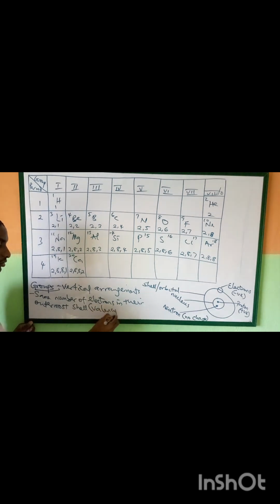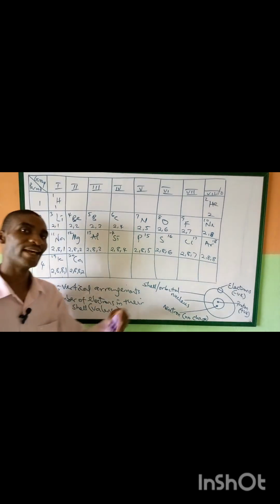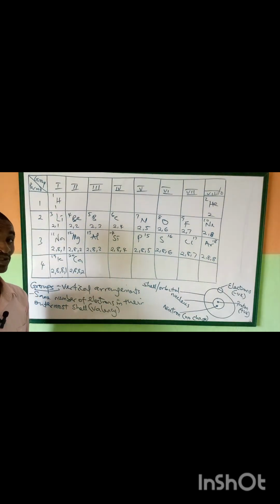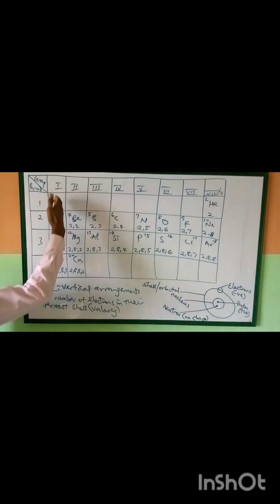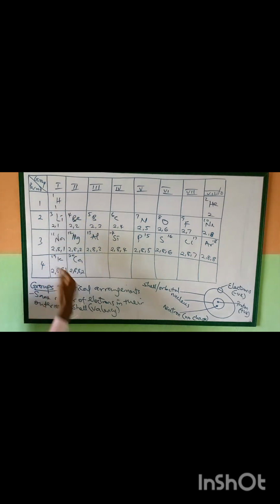So what do members of the same group have in common? They have the same number of electrons in their outermost shell. And that is what you call valency. You call it valency or valence electrons. Valence electrons are the number of electrons in the outermost shell. So members of the same group have the same valency. They have the same number of electrons in the outermost shell. That is number one. What else?